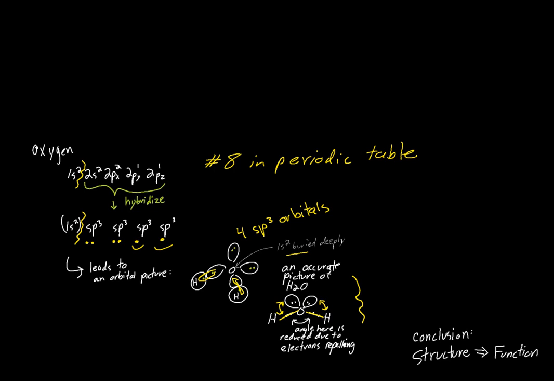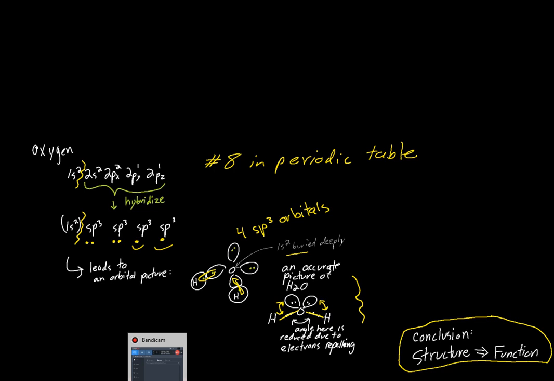Okay. Hopefully that's all review. The main conclusion here is that structure is related to function in science. Chemistry is no exception. So if you understand the structure, you can understand the behavior.